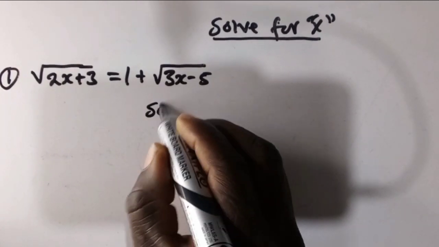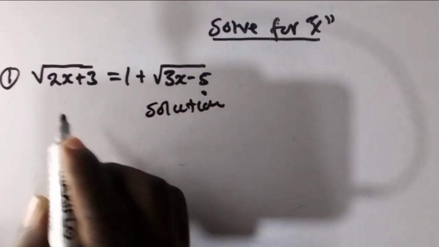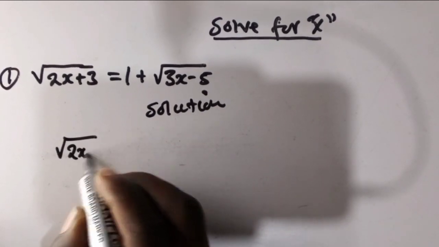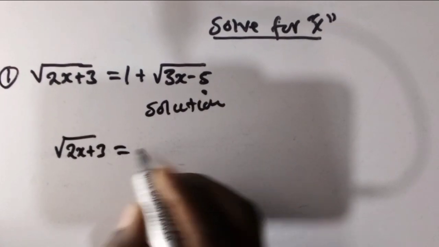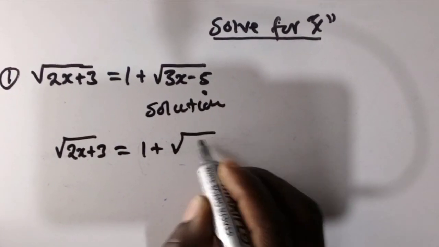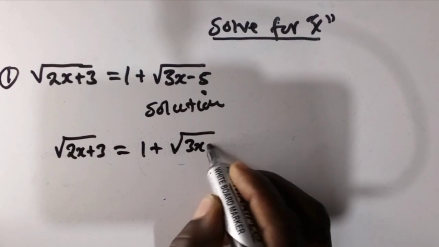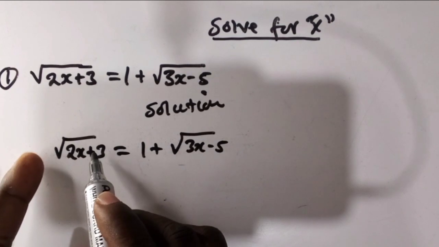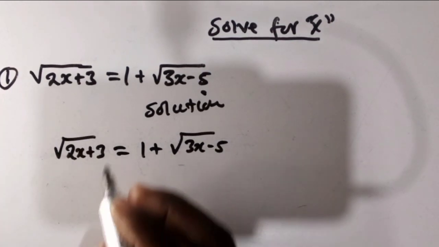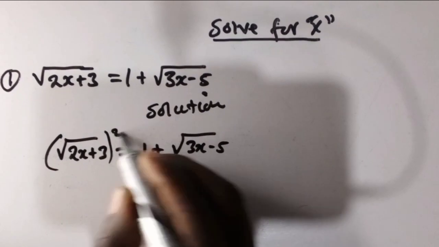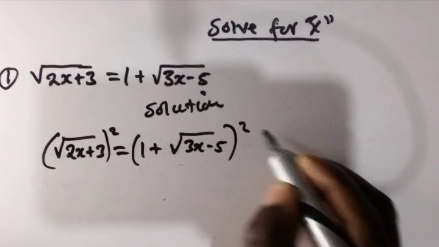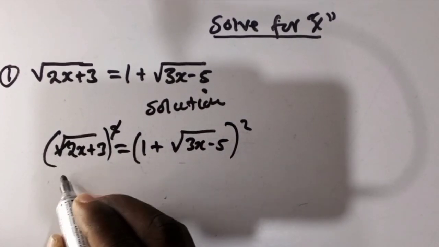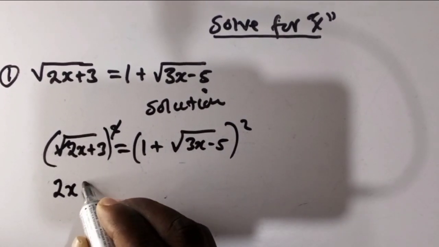For the solution, first we have to write the question. We have the square root of 2x plus 3, which equals 1 plus the square root of 3x minus 5. First of all, you have to eliminate the square root on the left side by introducing powers, power 2. The square and the square root cancel, so we remain with 2x plus 3.